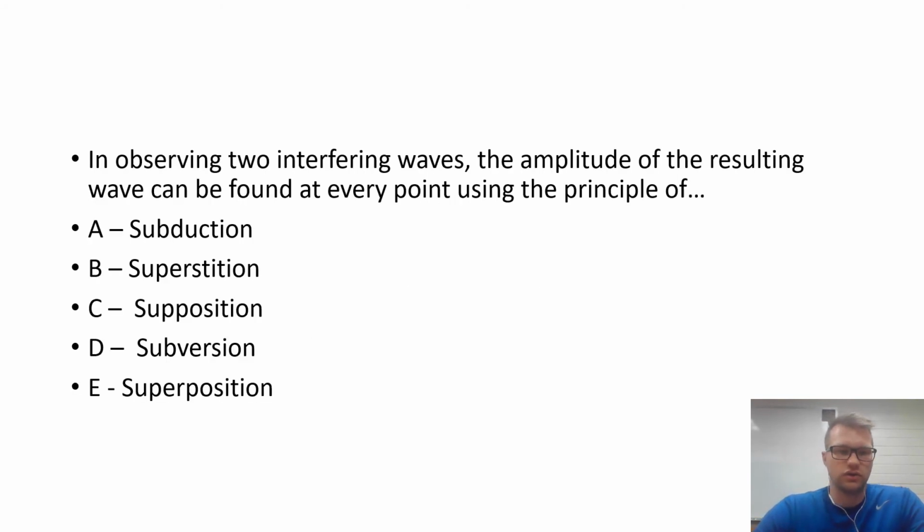And then the last quiz question, in observing two interfering waves, the amplitude of the resulting wave can be found at every point using the principle of blank. So the answer to this one is E, superposition.